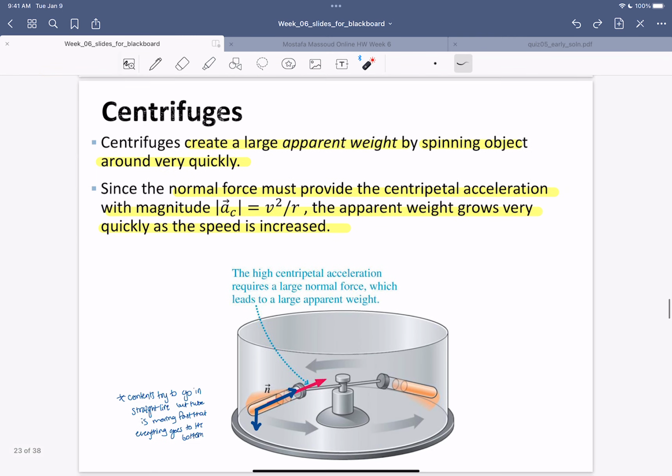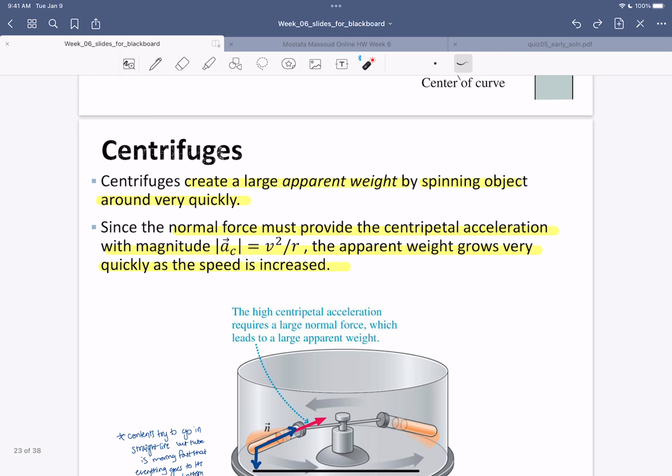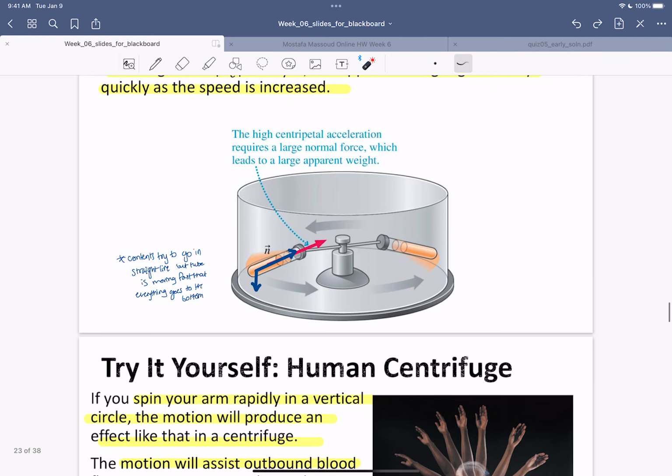It'll start to make more sense, but this is just a very quick introduction to centrifuges and how they can create large apparent weight by spinning an object around very quickly.